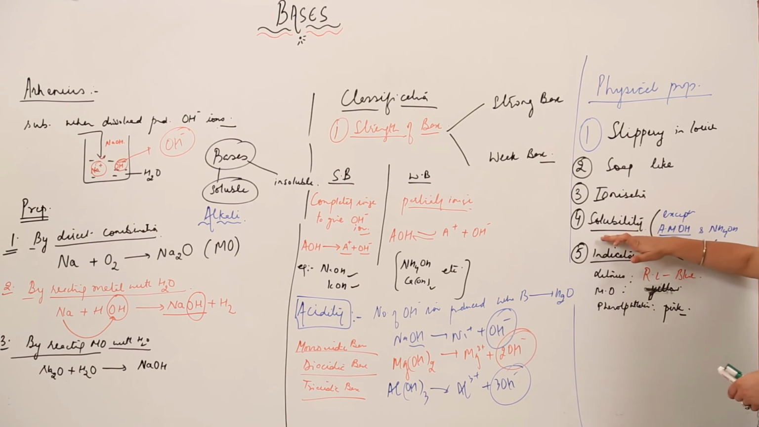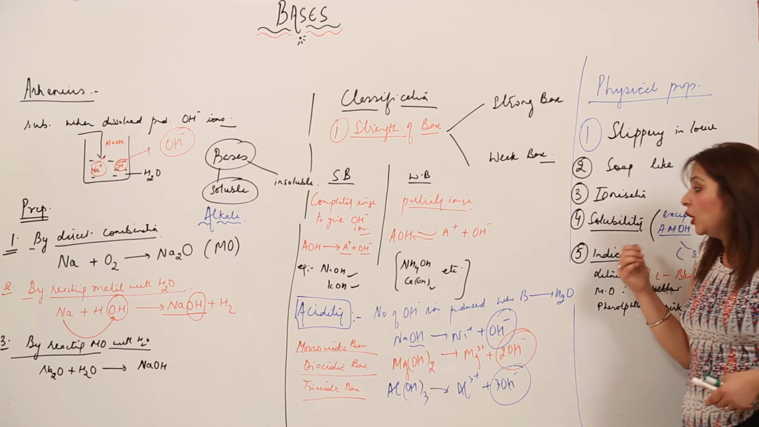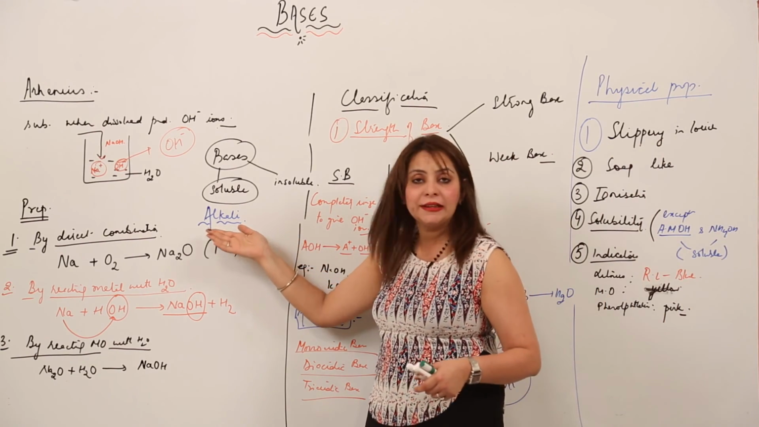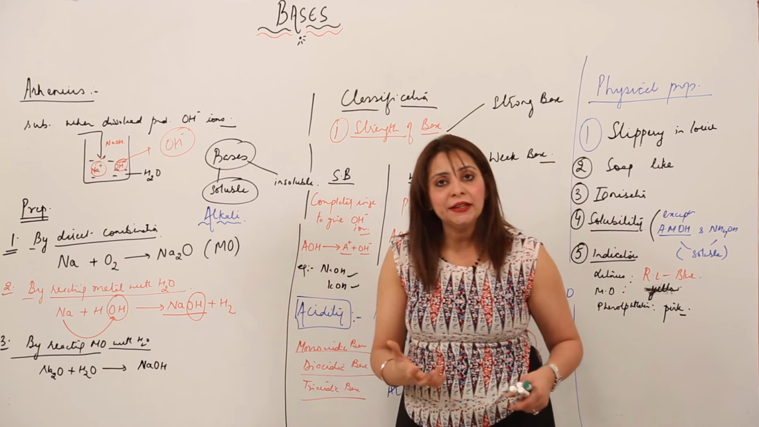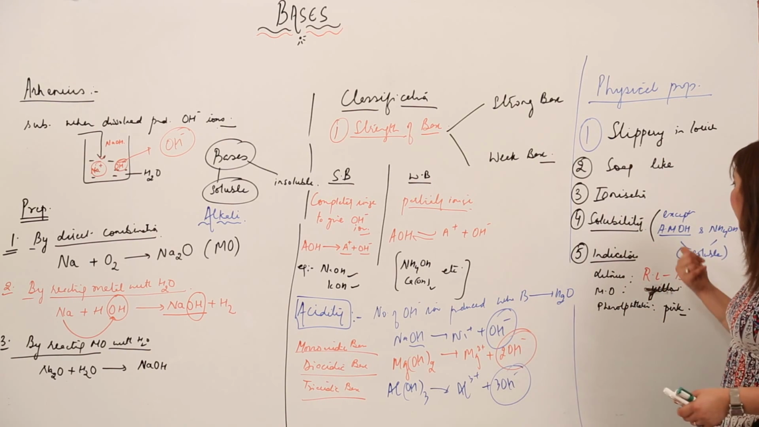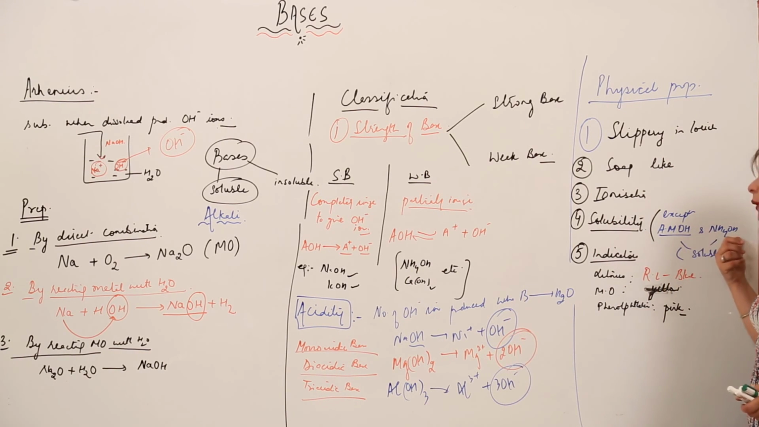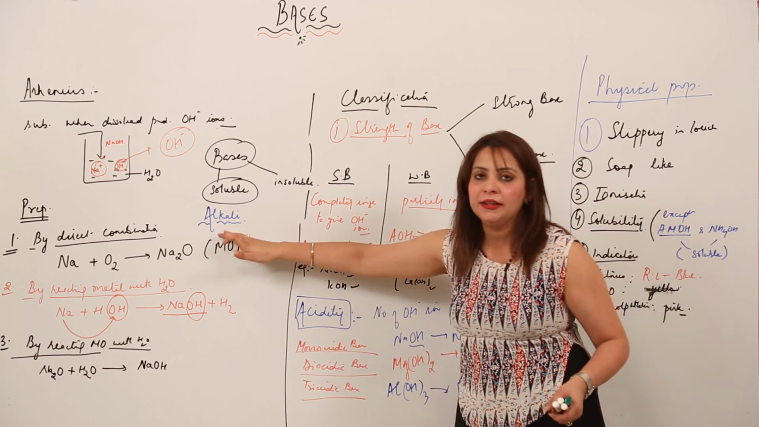When we talk about solubility, as I told you, the solubility factor is very important because it is linked with alkali. The bases which are soluble in water are called alkali. They are almost all insoluble except the alkali metal hydroxides and the ammonium hydroxides, which are soluble in water. These are the ones which act as alkali.